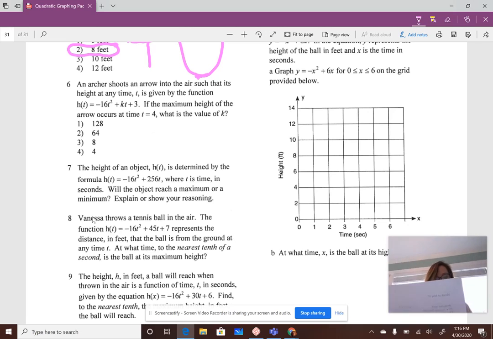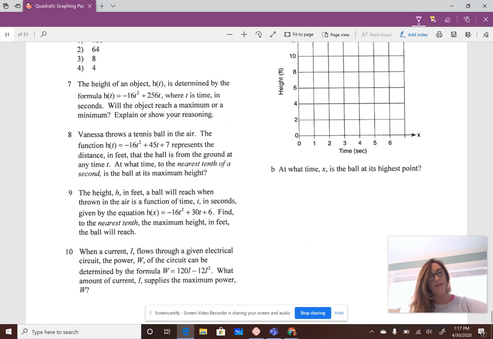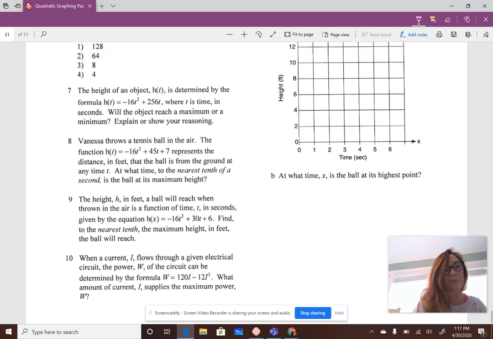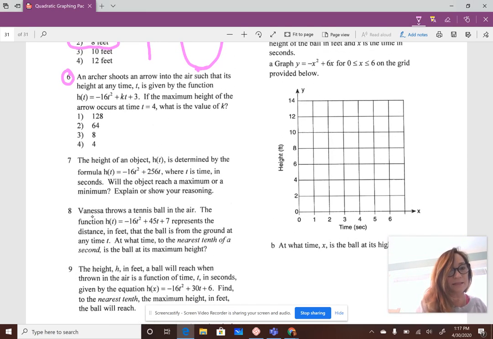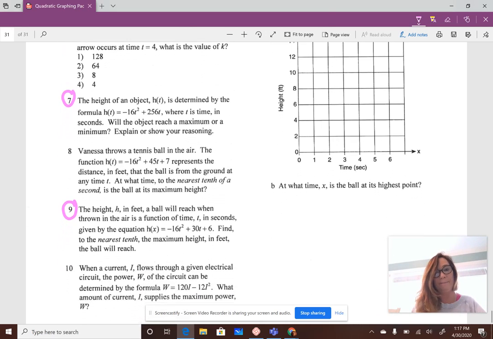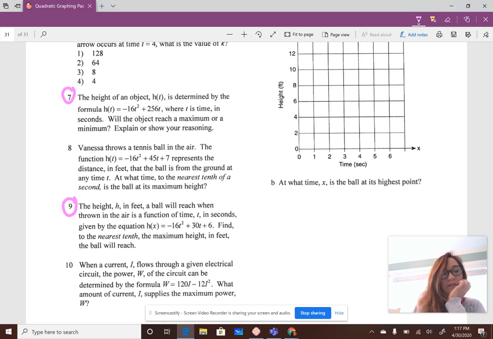All right, so I'm actually going to skip number 6 for you to do on your own. And I'm going to skip number 7 for you to do on your own. I'm going to do number 8. I'm skipping 6, 7, and I'm also going to skip 9. So I'm going to do 8. Vanessa throws a tennis ball in the air. The function is as such.